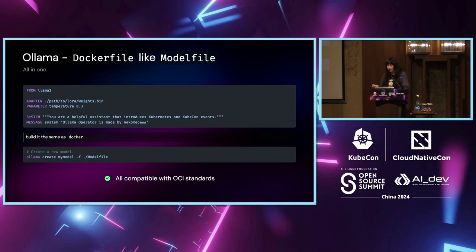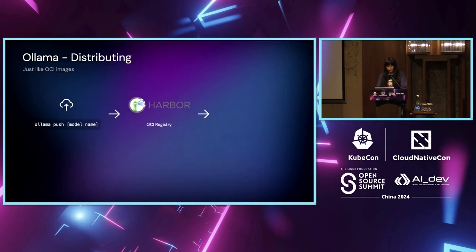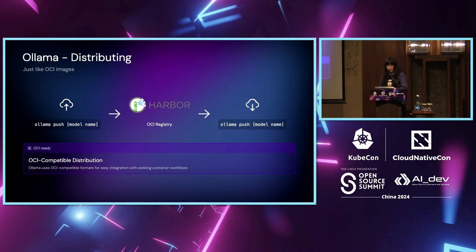If it's compatible with OCI standards, can we reuse Harbor or a registry? The answer is yes. Just like Docker, Ollama can push and pull the models to the registry. If you have a Harbor, then that's all you need. Push and pull, that's your distribution. Your work is done.